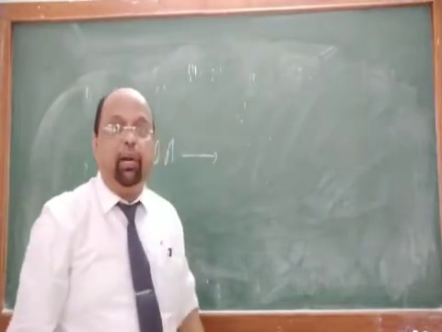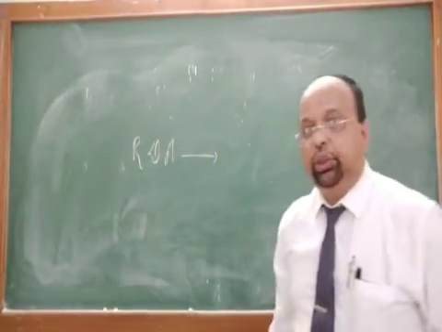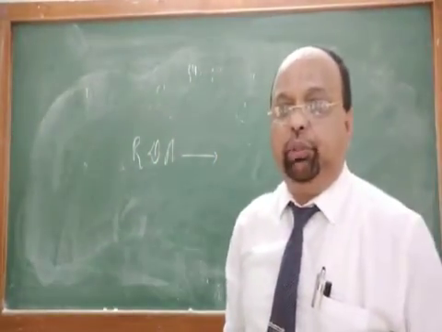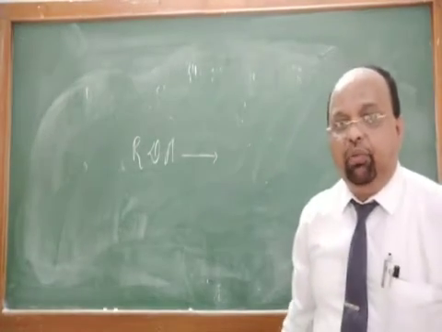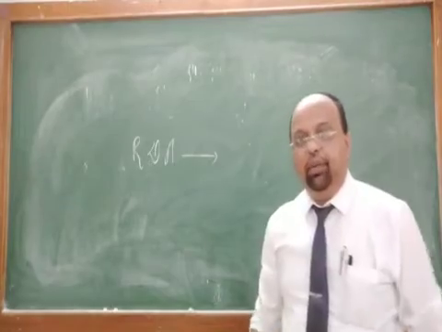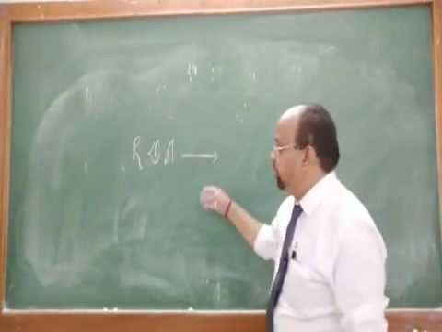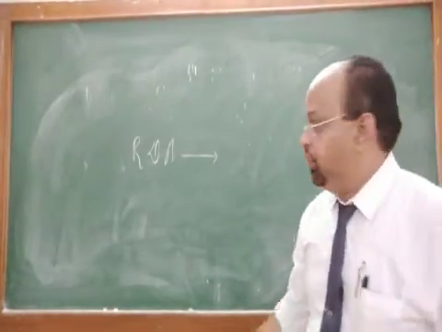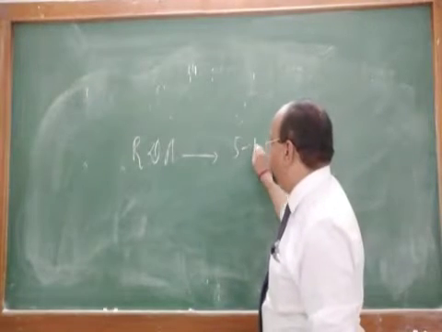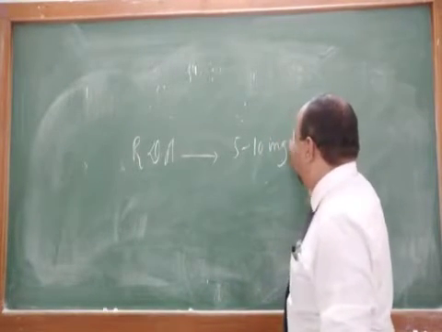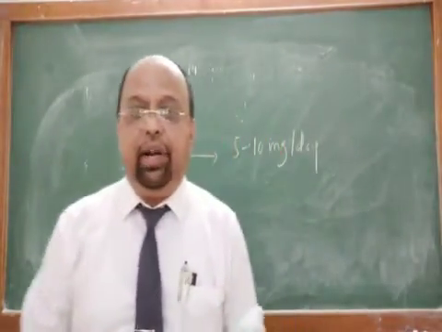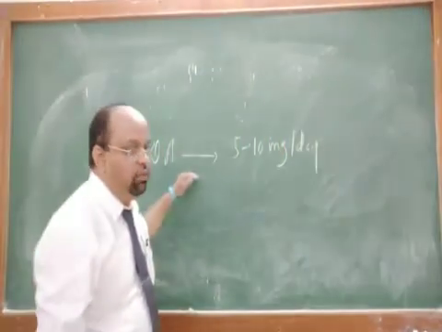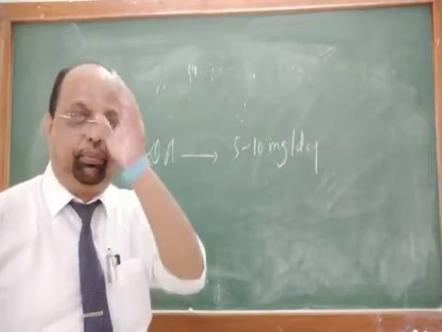This is called the recommended dietary allowance. So how much concentration should be there in the diet so that it will be sufficient for our body or our cell for the reaction purpose? It is about 5 to 10 milligrams per day. This is the recommended dietary allowance for this vitamin, pantothenic acid.